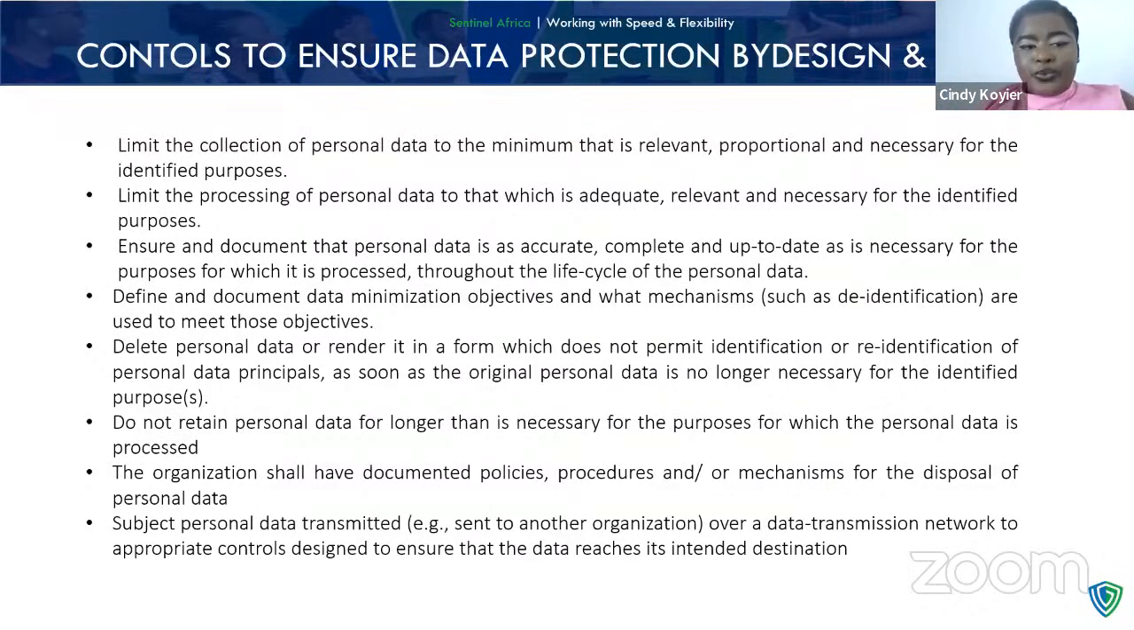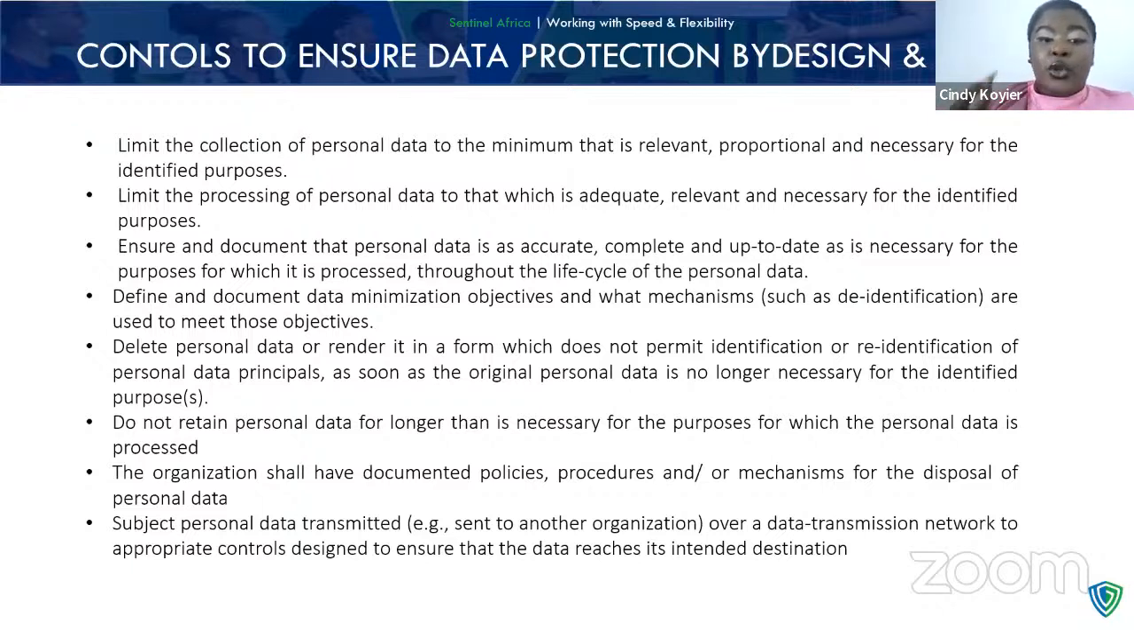So when it comes to limiting the processing, you can collect data and all you are doing is collecting, but when it comes to processing, even backing up data is processing, transferring data is processing. So where we do not need to transfer, we do not transfer. We only transfer where it's relevant and necessary. That is the difference between the two controls. Then, to ensure and document that personal data is accurate, we make sure that it is up to date and necessary for the purpose throughout the life cycle of the personal data.